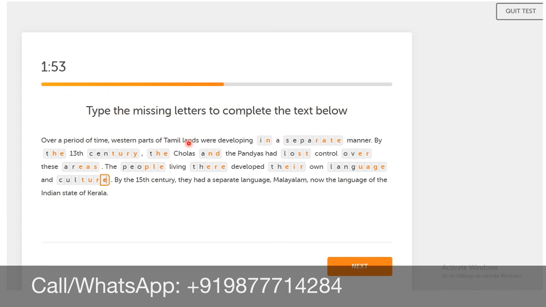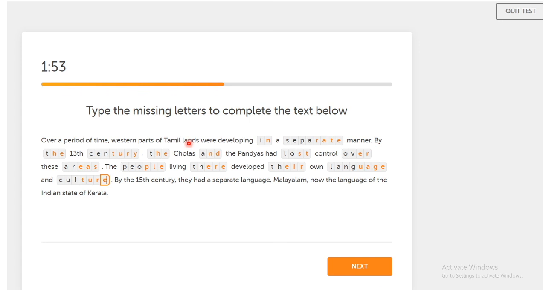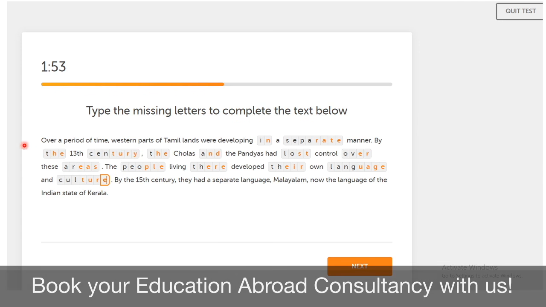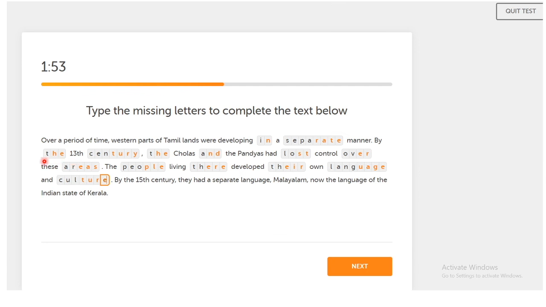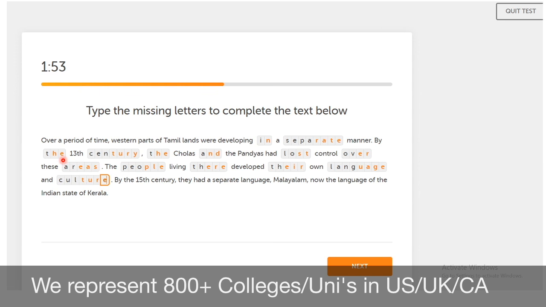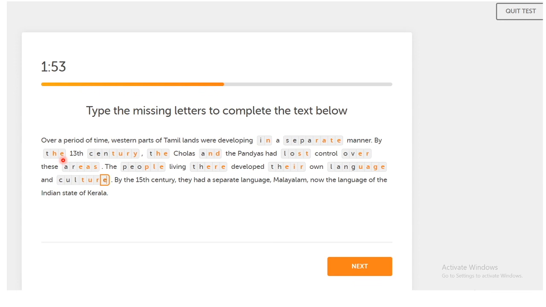They're saying over a period of time, western parts of Tamil Nadu were developing in a separate manner. Here, separate can also mean in a different manner, but since we have SEPA, it's understood that the answer would be separate, in a separate manner. By the 13th century, now this is also pretty obvious. Whenever we are talking about the century, the word that precedes is the, and it's pretty easy to guess this word because any word that has T in the beginning and two letters after it is going to be the itself, right?